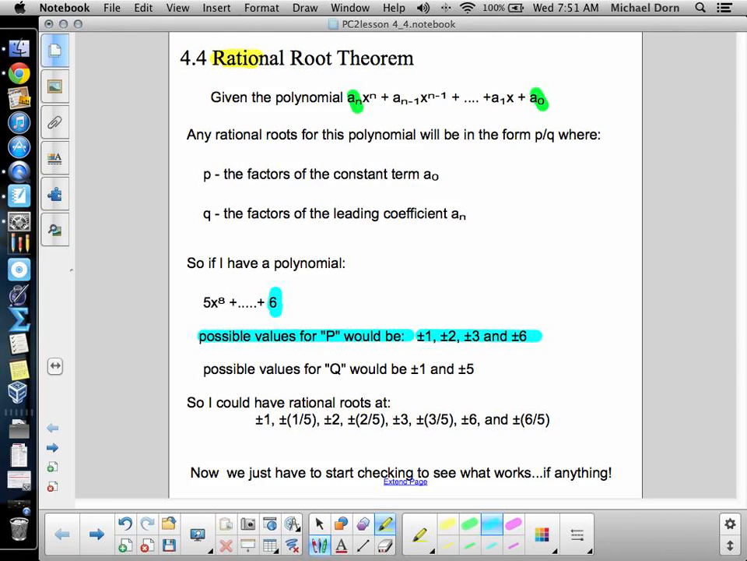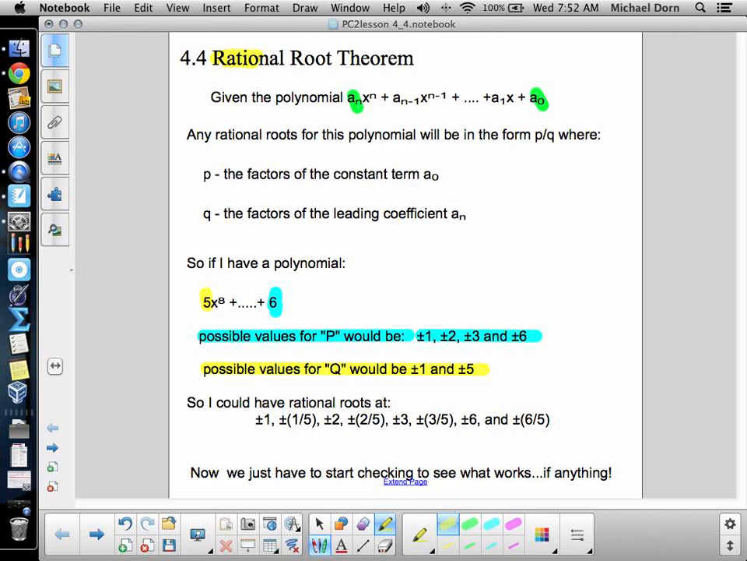So if there are going to be any whole number roots, it's going to be positive or negative 1, 2, 3, or 6. Those are the only possible whole number roots for that polynomial. There could be rational ones. So we also have the q, the denominator. Denominators are factors of the leading coefficient. So the possible values of q are plus or minus 5.